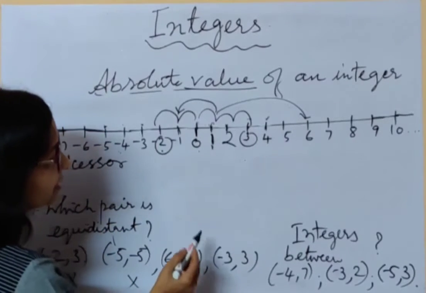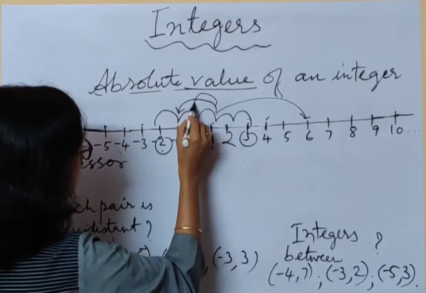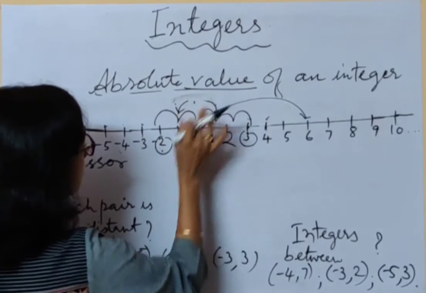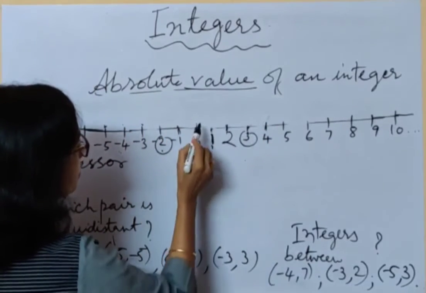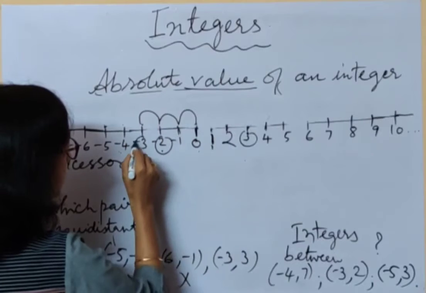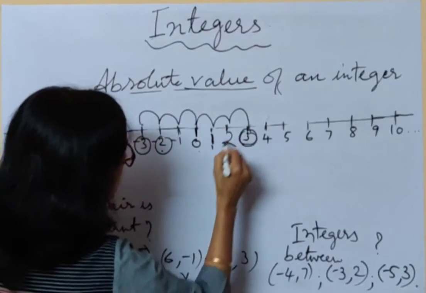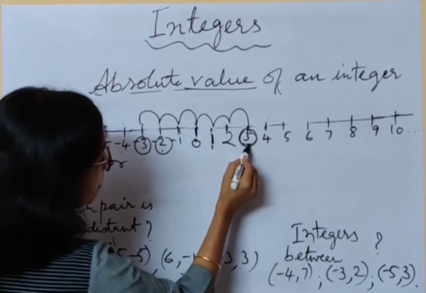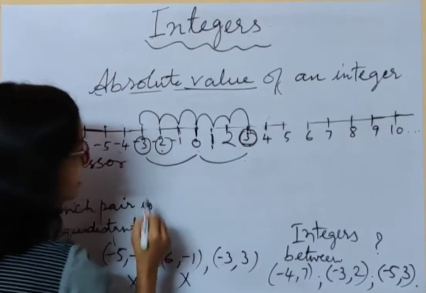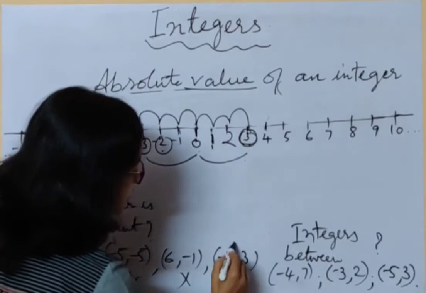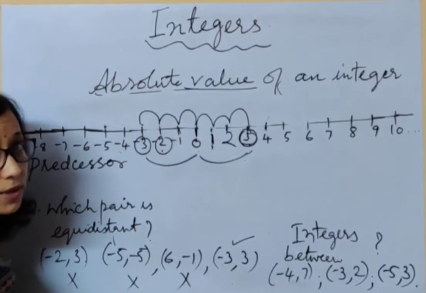Now minus 3 and plus 3. From 0 you can see minus 3 here. From 0 we reach minus 3, and from 0 plus 3: 1, 2, 3. Now you can see that from 0, plus 3 and minus 3 are equidistant. So this pair satisfies the question. From 0, plus 3 and minus 3 are equidistant.